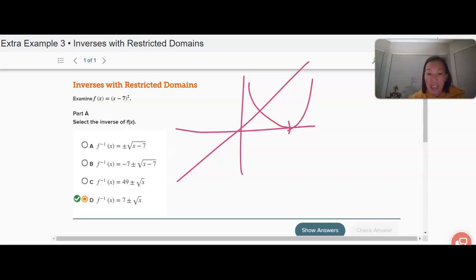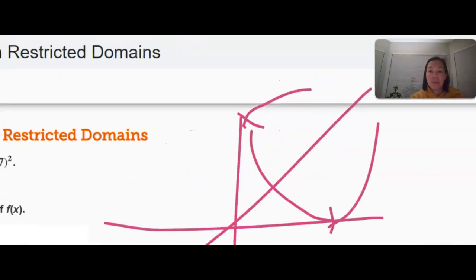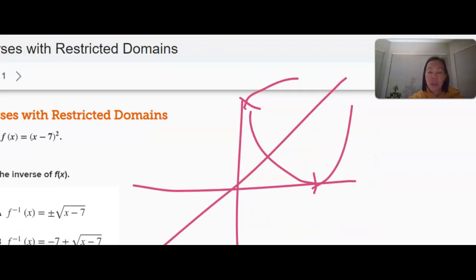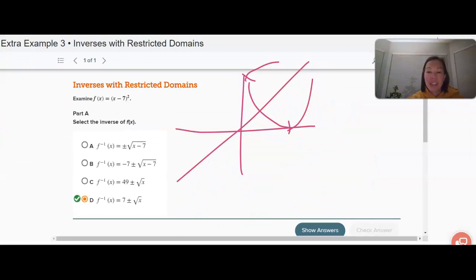But if I take this point 7, 0, then the reflection of that point would be the point 0, 7. And it's kind of hard to see. I'll try a different color here. This becomes the point for this graph. Again, it's kind of hard to see. I didn't draw it very well. But reflected, it will be like a parabola facing sideways.